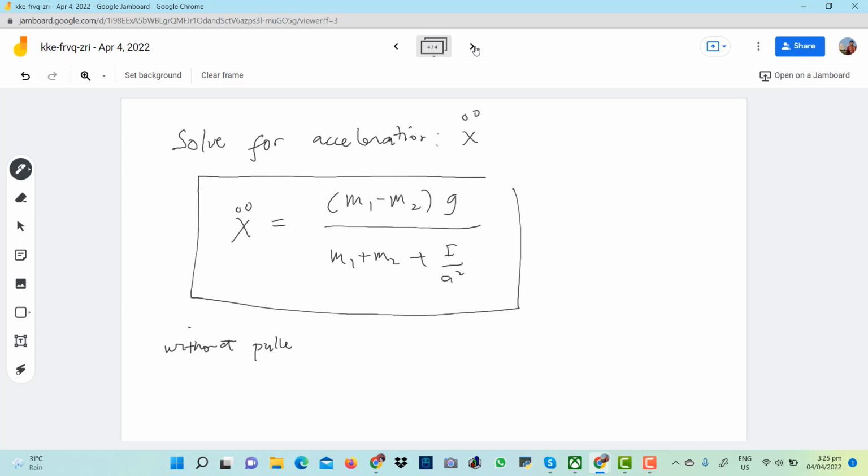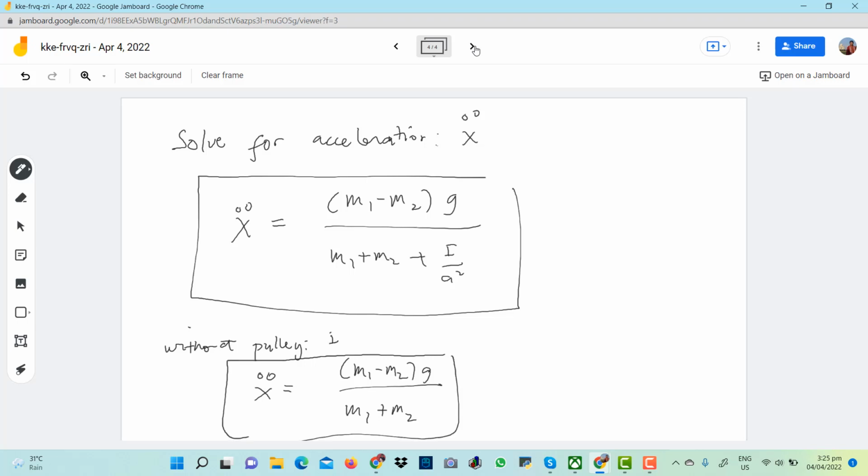Without the pulley, what is the acceleration? This may be familiar. The acceleration using Newtonian mechanics for a simple Atwood machine is equal to this one. Without the pulley, meaning I is equal to 0, it will reduce to the simple Atwood machine. For the simple Atwood machine, the acceleration would be equal to (m1 minus m2)g over (m1 plus m2).